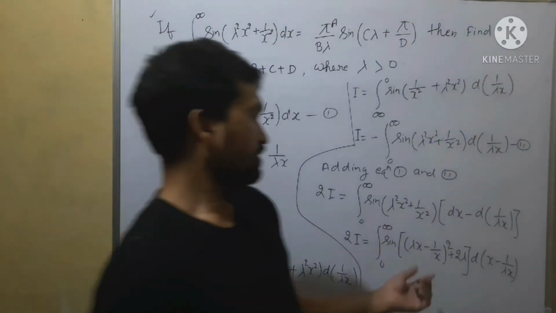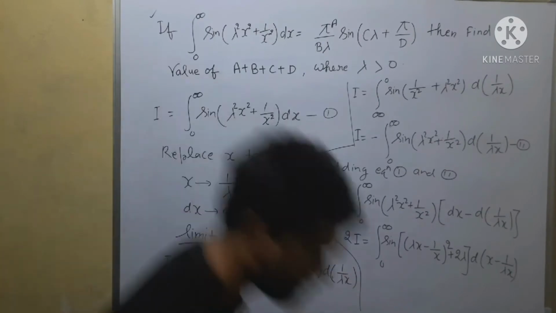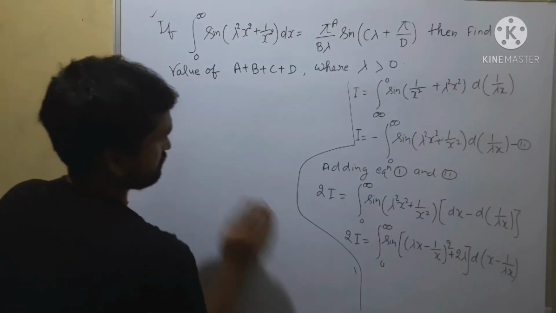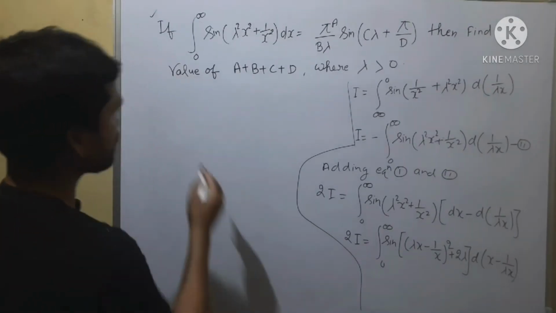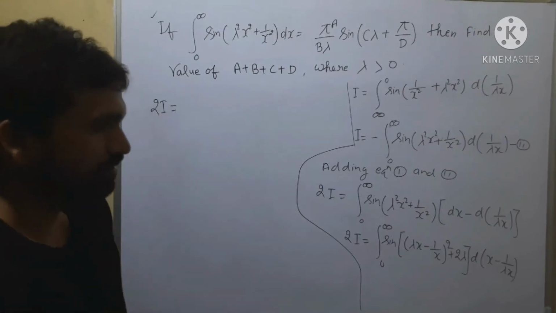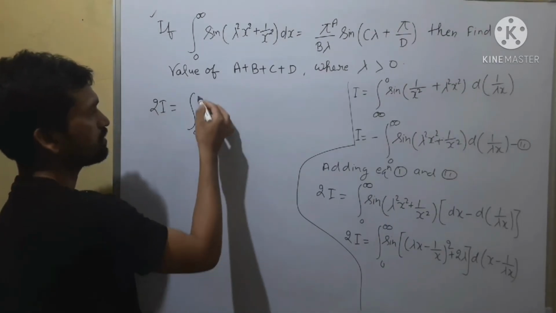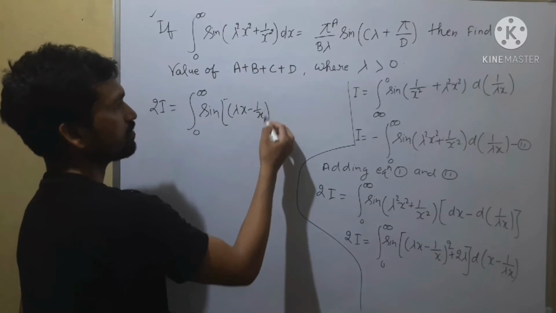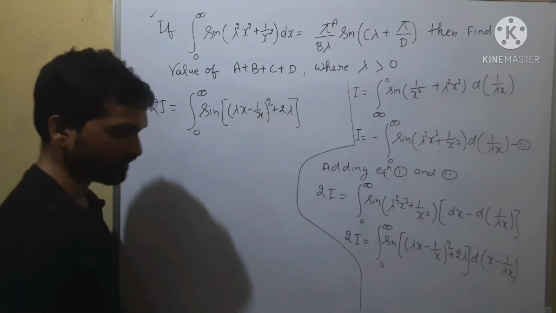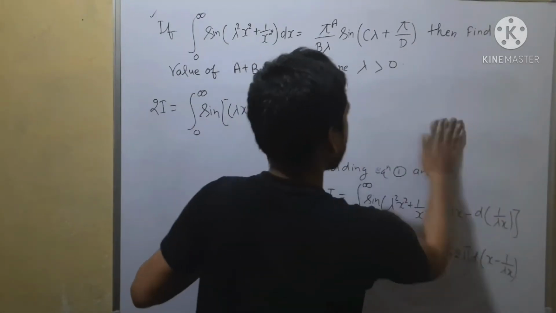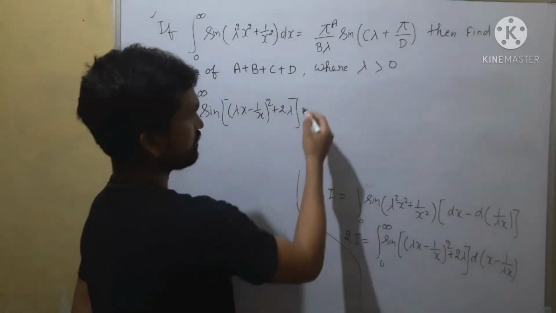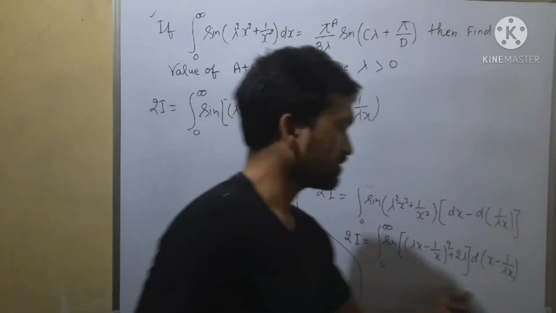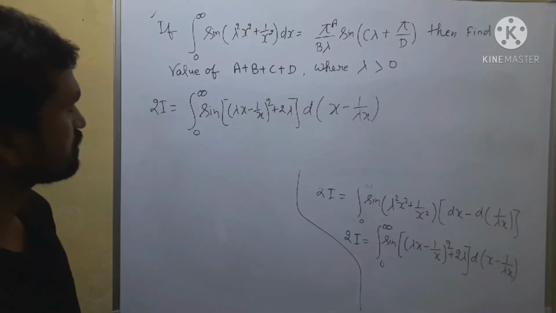Now we will write the next step. Okay guys, our next step will be what? 2I is equal to the limit 0 to infinity of sin of (lambda x minus 1 by x) whole square plus 2 lambda, and here we will write d of (x minus 1 by lambda x). We have simply copied this term here.